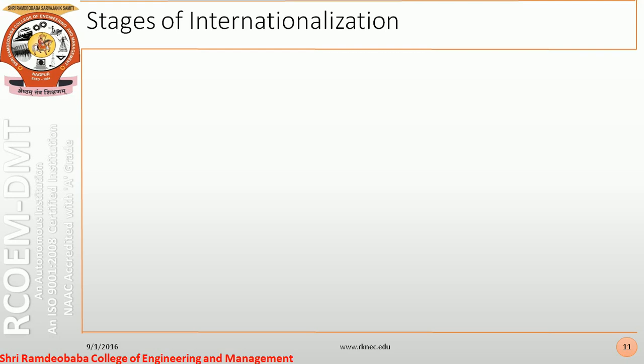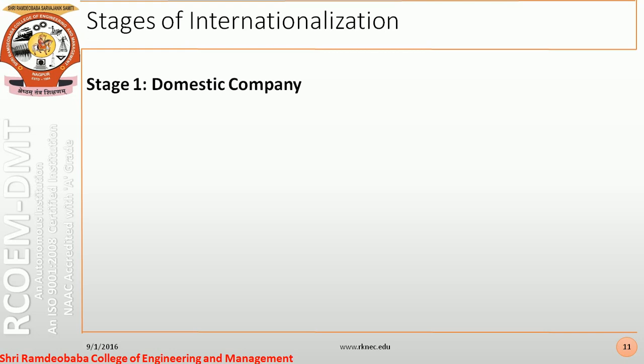We find a company is a domestic company at stage 1. Now what is a domestic company? The unstated motto of a domestic company is, if it is not happening in the home country, it is not happening. A domestic company limits its operations, mission and vision to national political boundaries. The focus of these companies is on domestic market opportunities, domestic suppliers and domestic customers only.